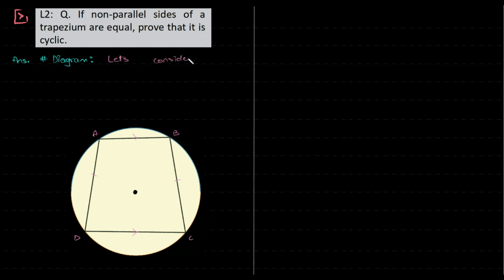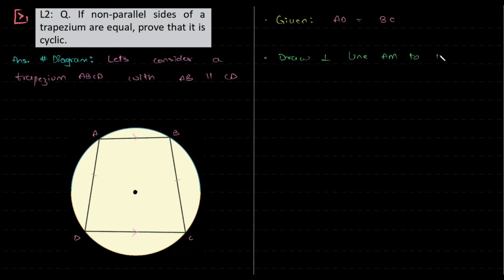Let's consider a trapezium ABCD with AB parallel to CD, and actually that is given, the other aspect. I'll write it as given only. We have been given that AD is equal to BC. Then we draw perpendicular line AM to DC, and that is your clue, and perpendicular line BN to DC.